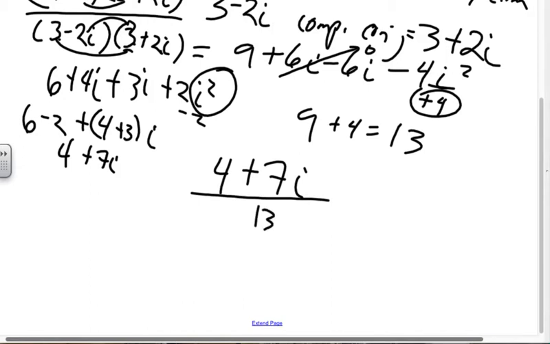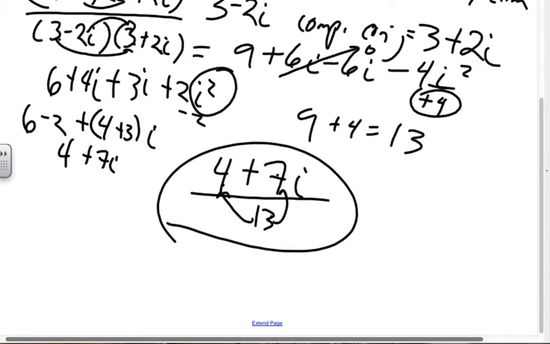Now to simplify this, you have to see if you can simplify both of these terms. In this case, you cannot. 4 will not go into 13, nor will 7. And so this becomes your answer right here. Now remember, to find the complex conjugate, you change the sign only of the imaginary part.